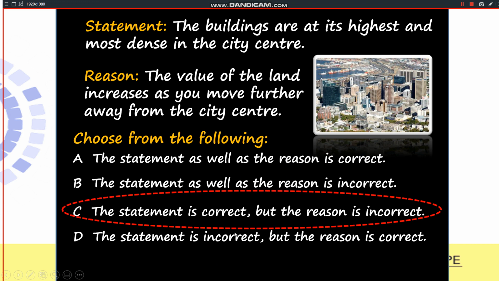C is correct because the statement is correct. The CBD buildings are at their highest and most dense in the city center. The reason is incorrect. Why? Because the value of the land increases as you move away from the city center. It should read that the value of the land increases as you move towards the city center, because remember we said in the city center, land values are at their highest.